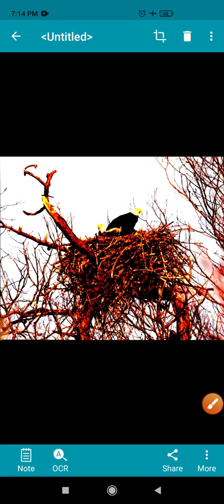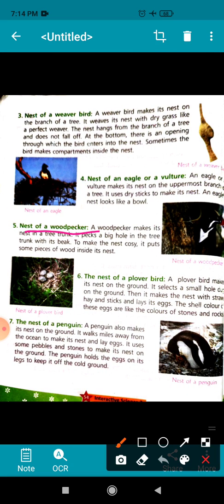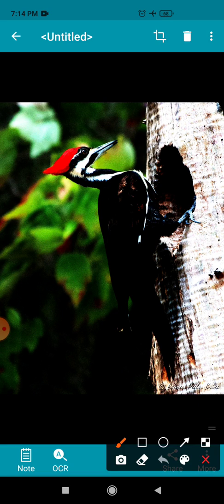Okay, now the next one is the nest of a woodpecker. Children, a woodpecker makes its nest in a tree trunk. Here you can see this picture. The woodpecker pecks a hole in the tree trunk to make its nest, and fine chips of wood are used to line the nest so the nest becomes comfortable for the eggs. Okay.